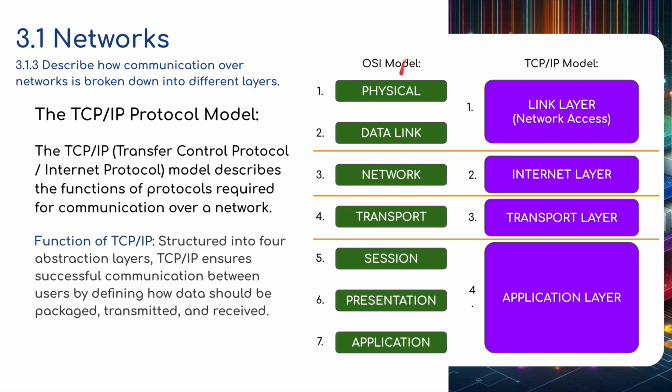So, as you can see, the physical and data link has become the link layer, the network access layer. The network is still the internet layer. The transport is the transport layer. And then session, presentation, and application layers from the OSI model have become the application layer.